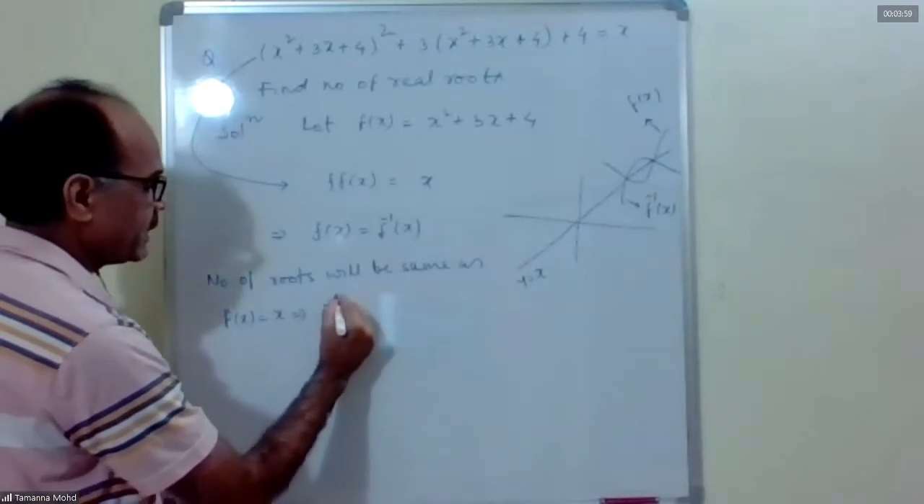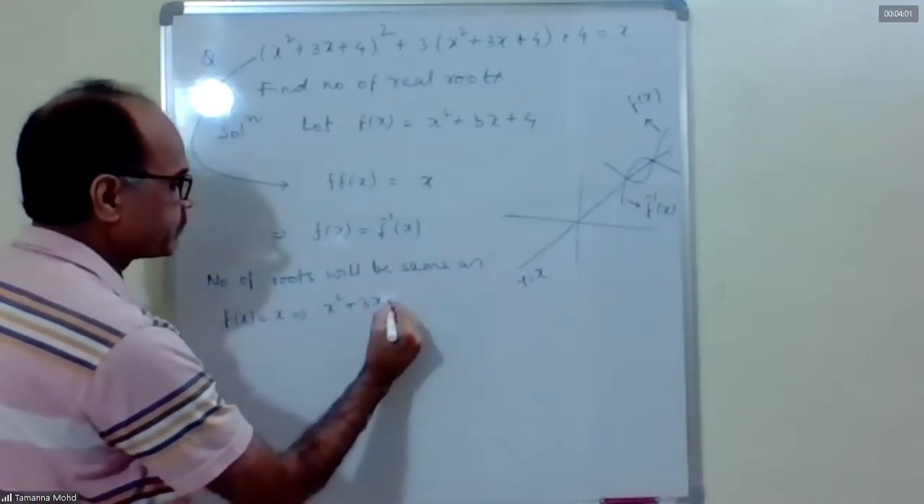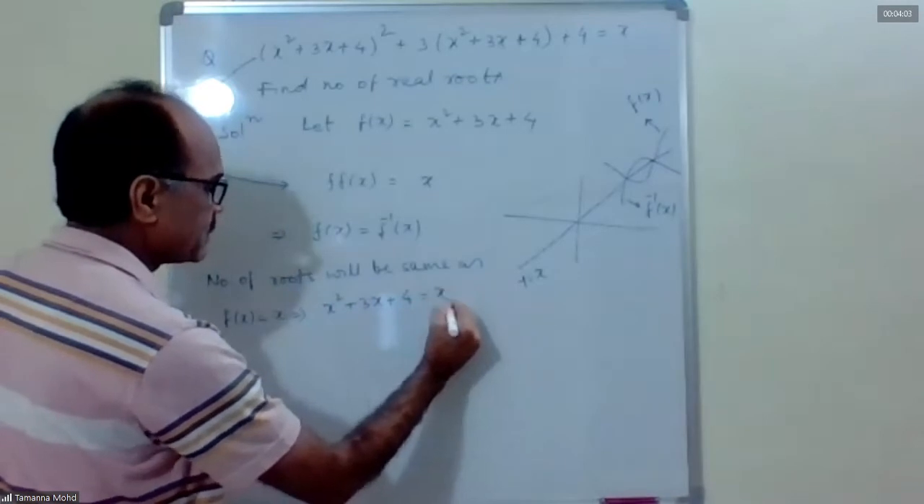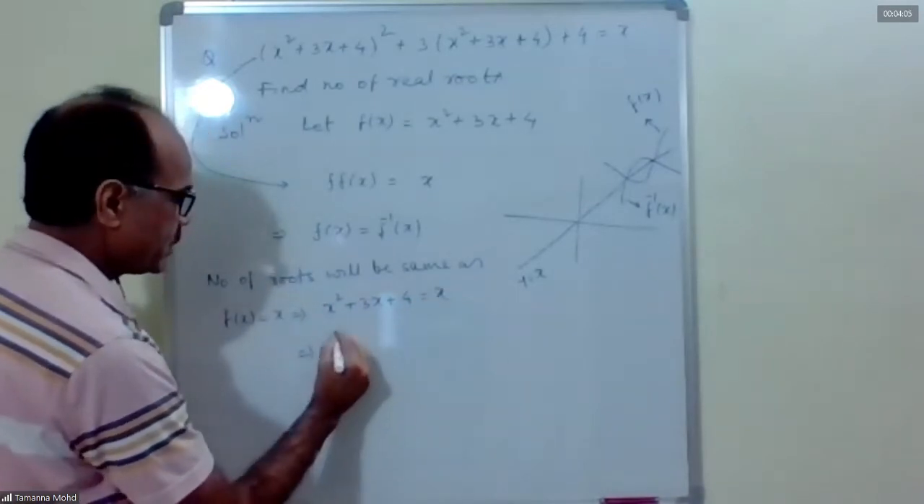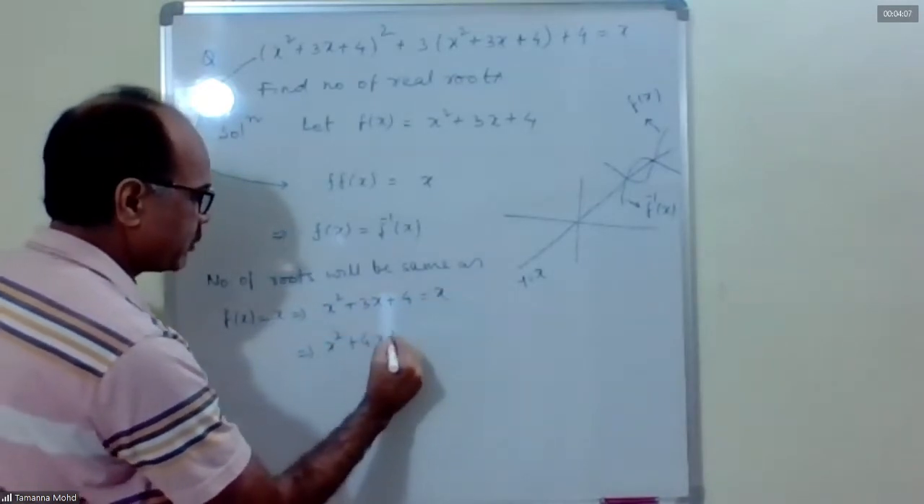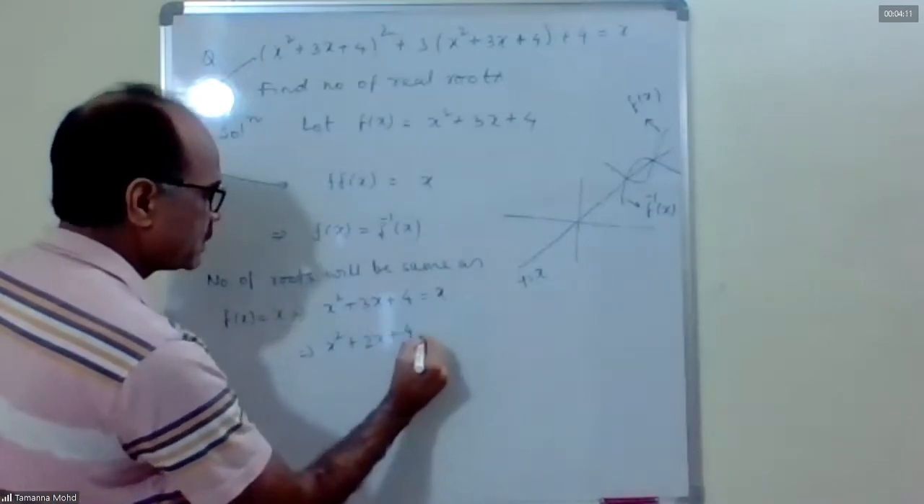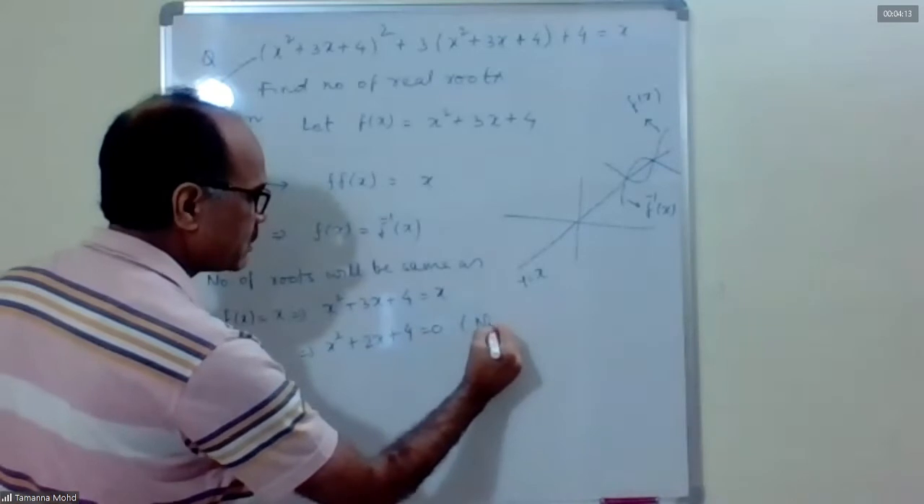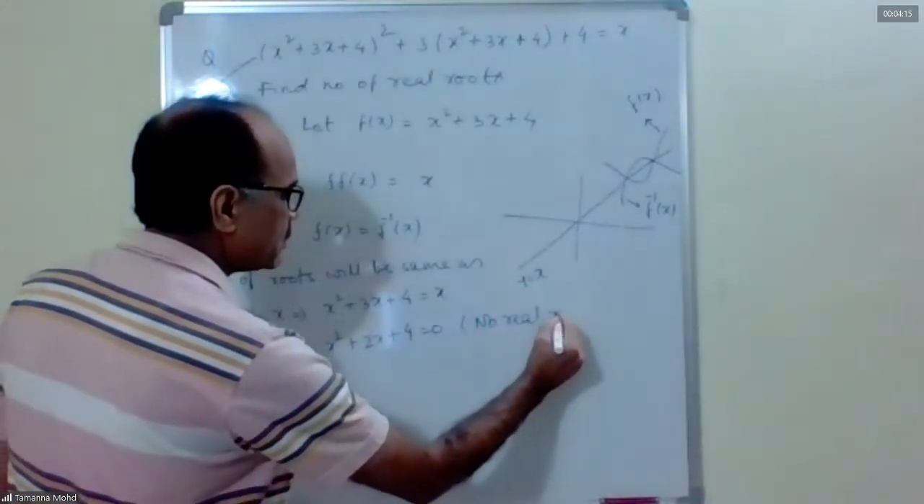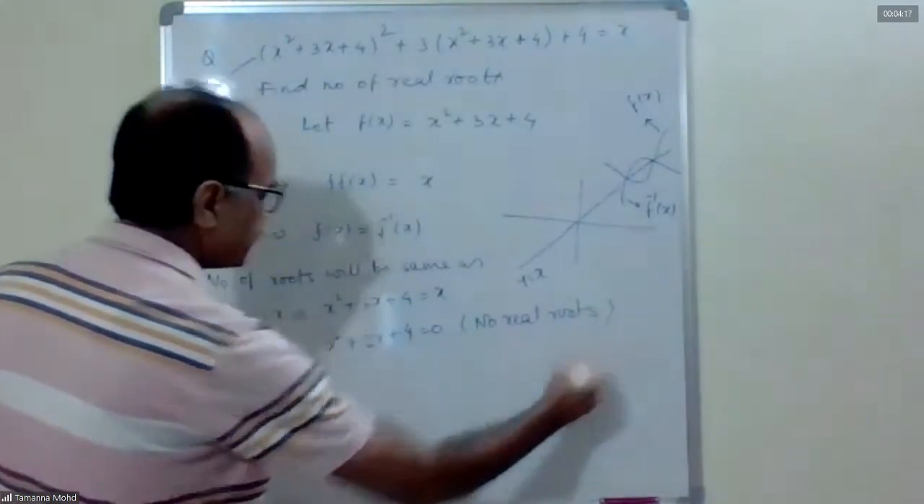f(x) is x square plus 3x plus 4 equal to x. Sorry, x square plus 2x plus 4 equal to 0. No real roots. D is negative.